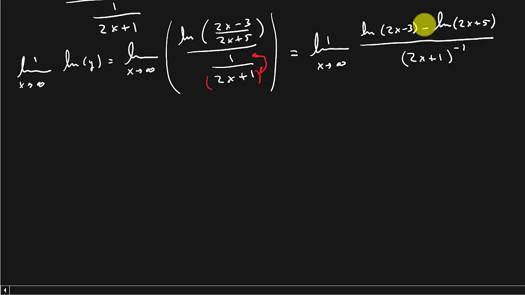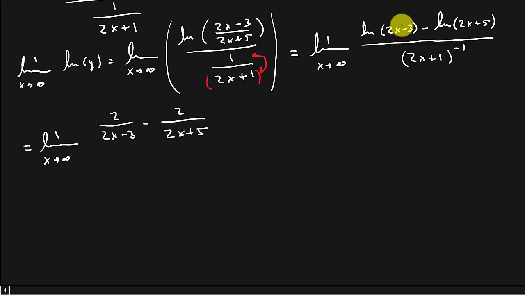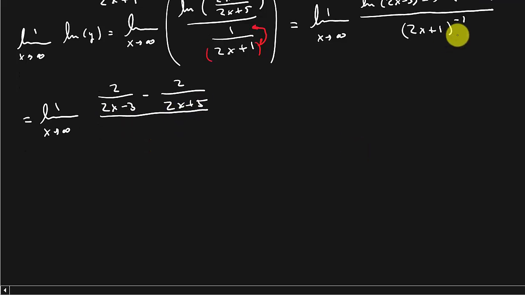All right, so we need the derivative of this. That's going to be the limit as x goes to infinity of 2 over (2x minus 3) minus 2 over (2x plus 5). Remember, for the derivative of natural log, whatever you're taking the natural log of goes in the denominator, and then the derivative of that goes in the numerator. Same thing for this one, and that's over. For this one, the negative 1 comes down, (2x plus 1), subtract 1 from the exponent, times the derivative of what's inside the parentheses. That's just chain rule there.